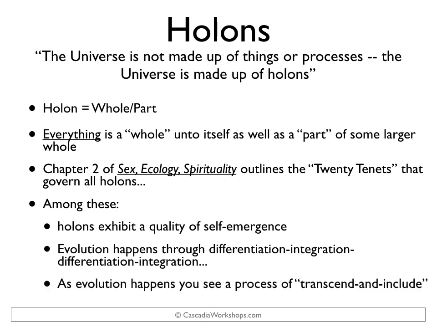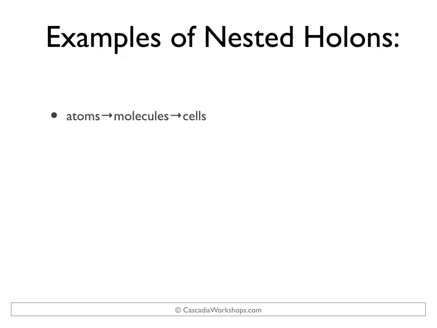As evolution happens, you see a process of transcend and include. I'll give you some examples of this. And transcending and including are sort of nested holons. For example, cells transcend and include molecules, and molecules transcend and include atoms. So you go from atoms to molecules to cells.